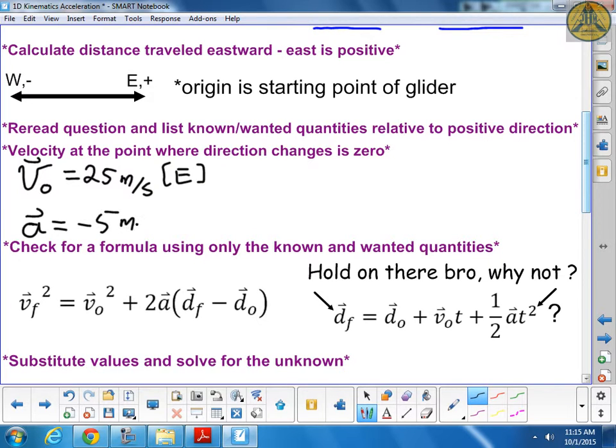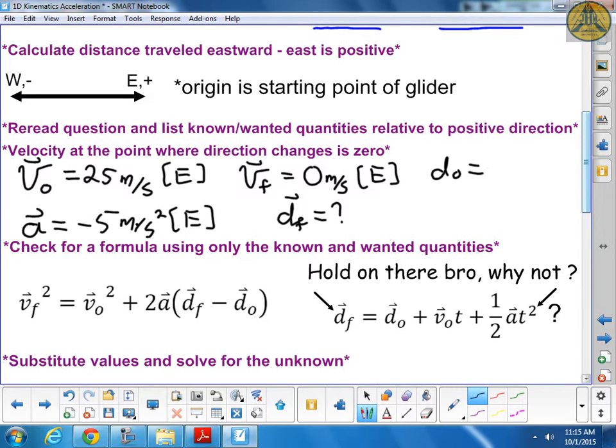But here's what's different. We're just figuring out how far it went east. So how fast is it moving at that point where it's turning around and changing direction for that instant? 0. That's what's new, right? 0 meters per second east if you want. And we want to figure out how far it went. And we know the initial position, 0.